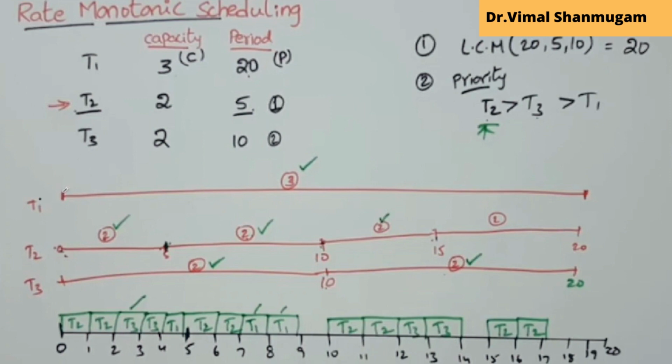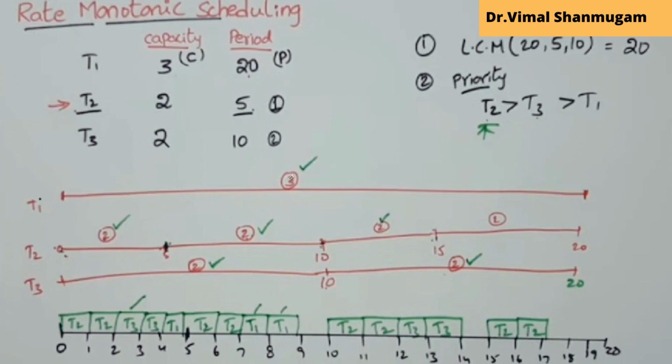In the case of T1, once in 20 minutes it will access the CPU 3 times. Here, within the first 10 minutes itself, it has accessed 3 times: one T1 here, and another 2 T1 here. So all the processes are completed by applying rate monotonic scheduling.